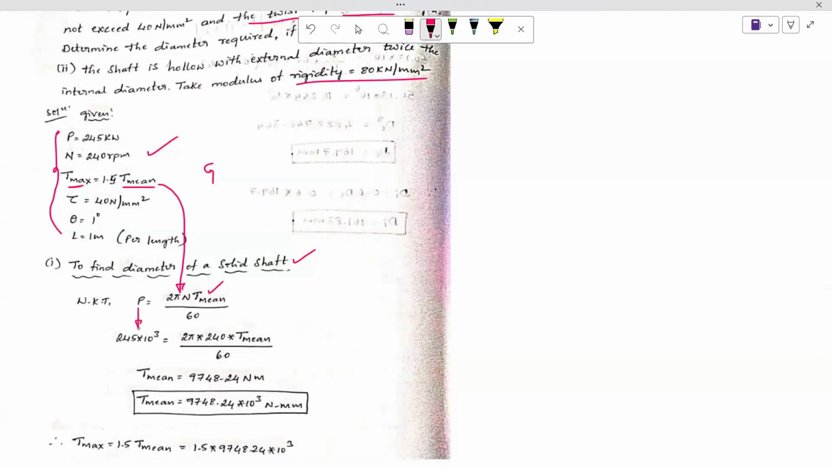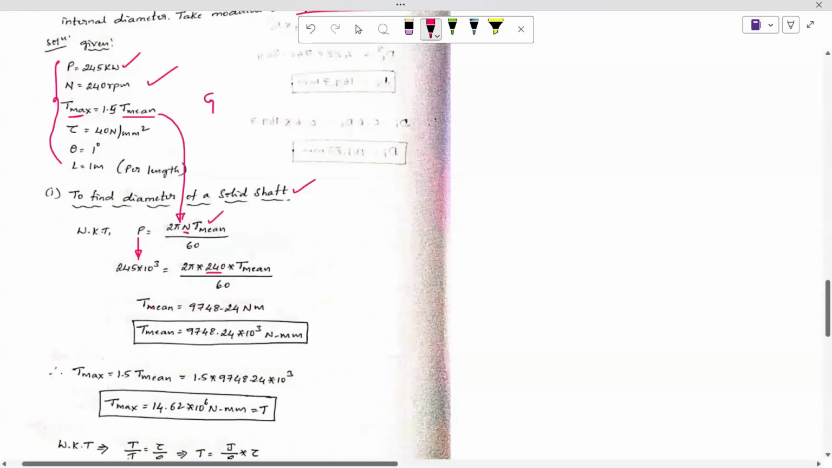The P value is 245 into 10 to the power of 3, because it is 245 kilowatt. That is the value of power. The N value they have given is 240 RPM. Just use it in place of N, and T mean as it is. Do the cross multiplication and divide by 2 pi and 240. You will get the mean torque, T mean, equal to 9748.24 Newton meter.